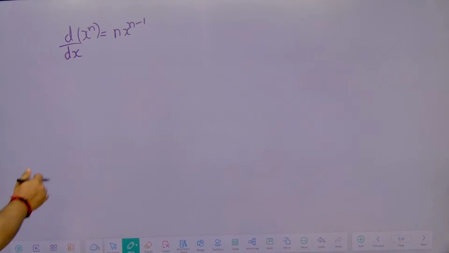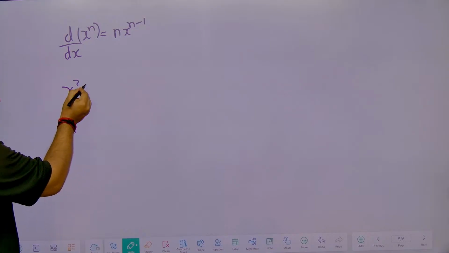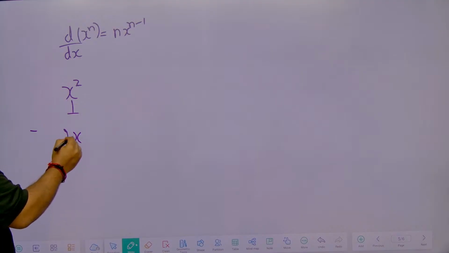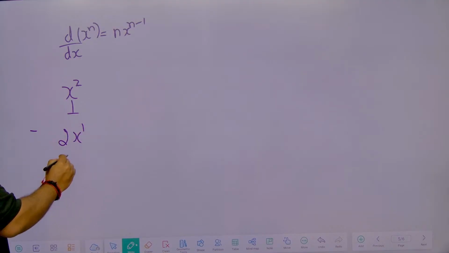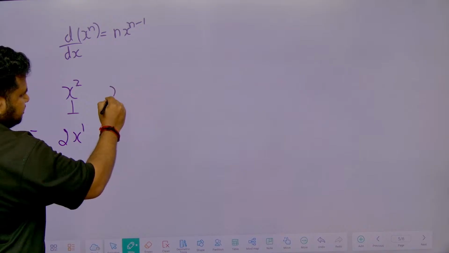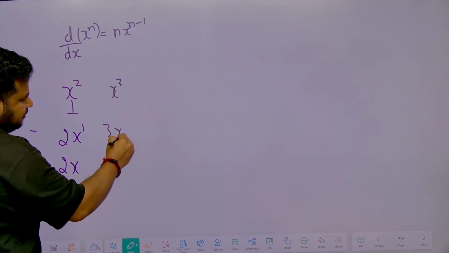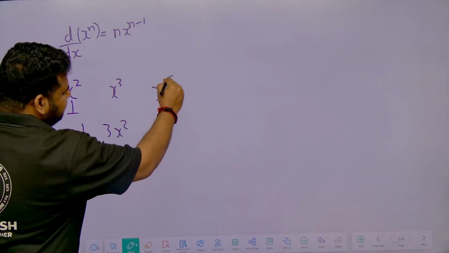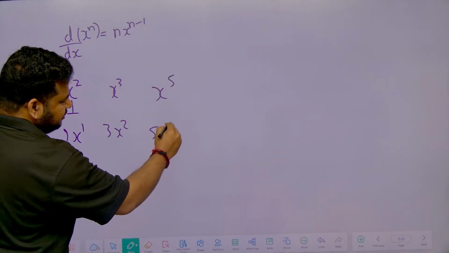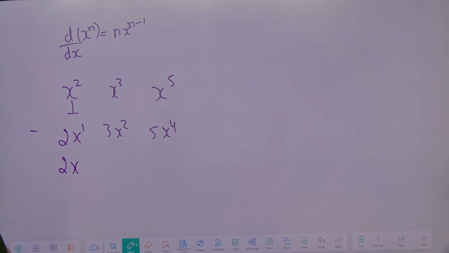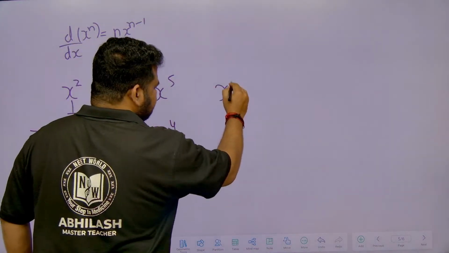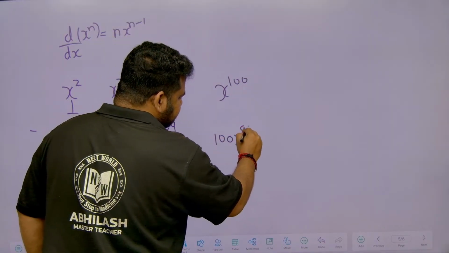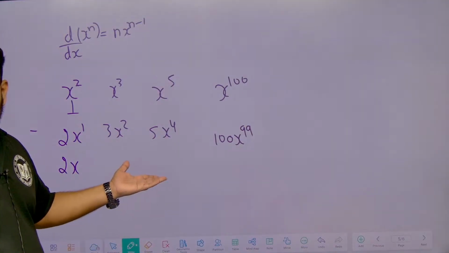See here, suppose x square is there. What happens now is that the 2 comes down and the power reduces by one, so 2 x to the power of 1, it will become 2x only. If x cube is there, the 3 comes down and it will become 3x square. The power reduces by one number. If I am having x to the power of 5, the 5 comes down, it will become 5x to the power of 4. Like this you have to learn. Suppose I am having x to the power of 100, what will this become? 100 into x to the power of 99.